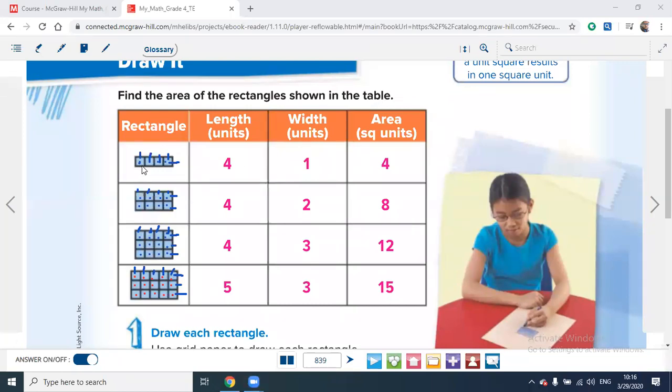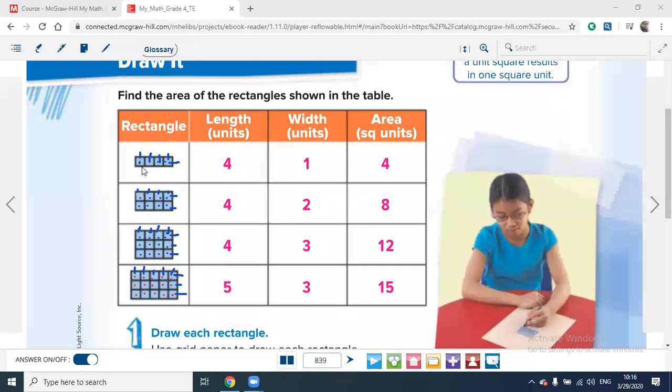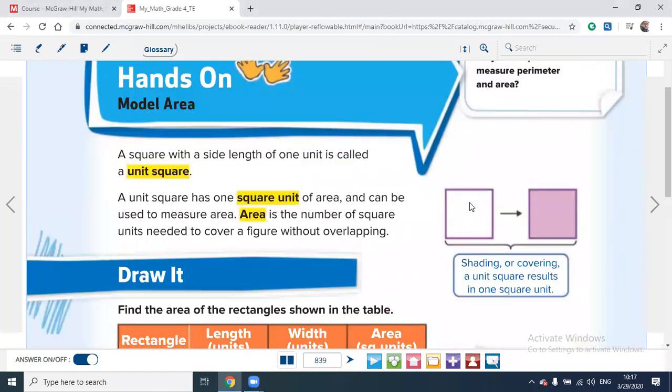Guys, to find the area using this model, just count how many squares cover the shape. Count how many squares cover the shape, as you see in the example. See here, area is the number of square units needed to cover a figure.